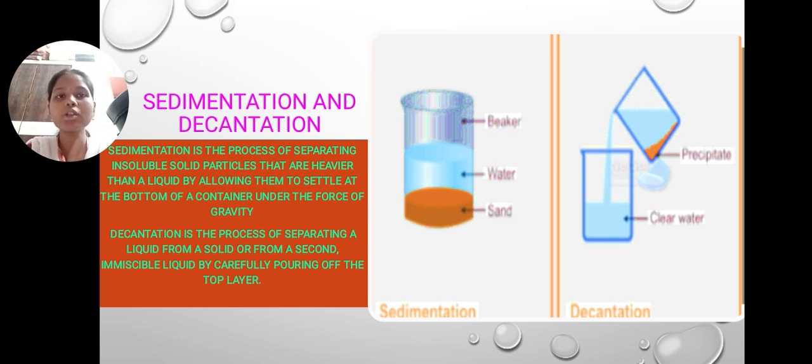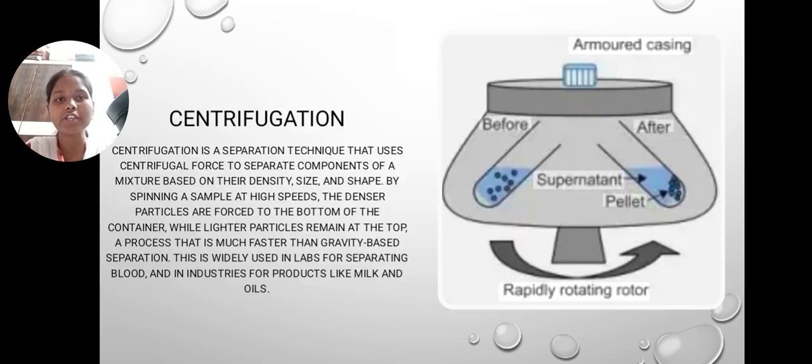Now let us see about sedimentation and decantation. Sedimentation is the process of separating insoluble solid particles that are heavier than a liquid by allowing them to settle at the bottom of a container under the force of gravity. Decantation is the process of separating a liquid from a solid or from a second immiscible liquid by carefully pouring off the top layer.